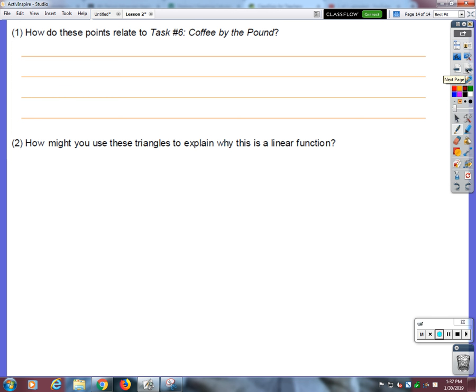Okay, how do these points relate to task number 6? Coffee by the pound. They are the same.